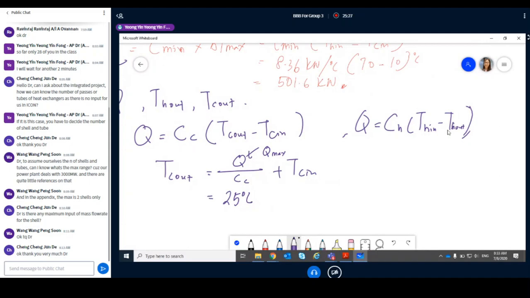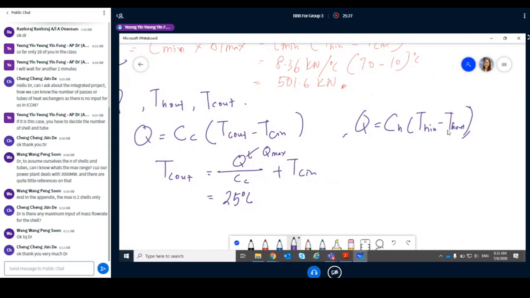Any questions, students? I'd like to hear. Any questions on this limiting case? So in fact, you can just use this equation, MCp delta T, and the Qmax equation.